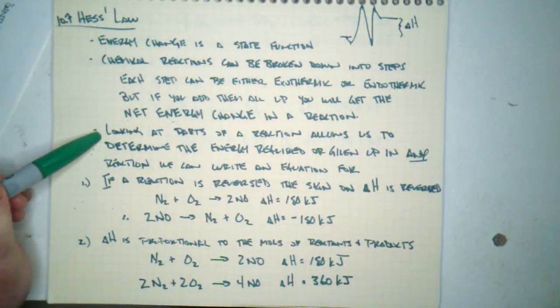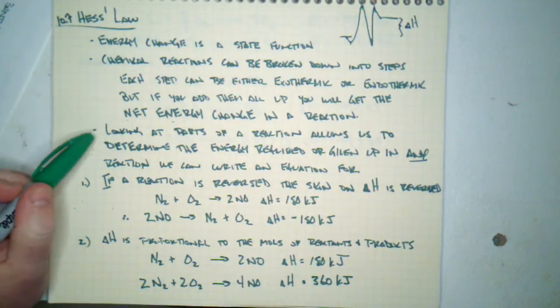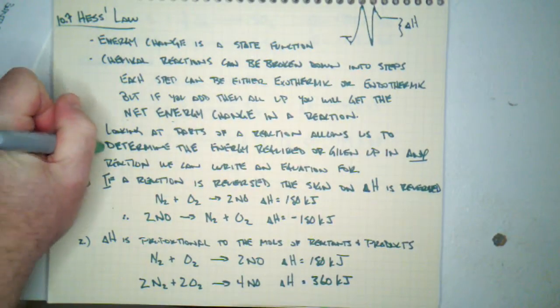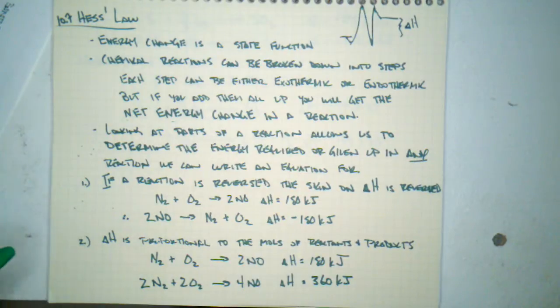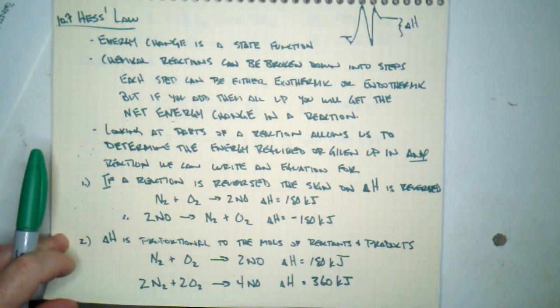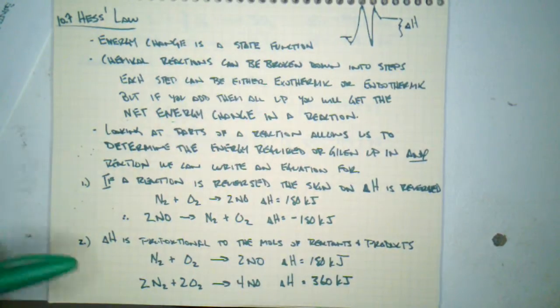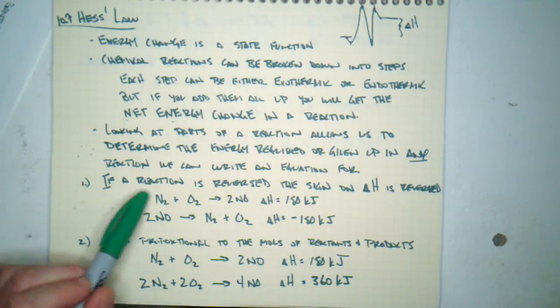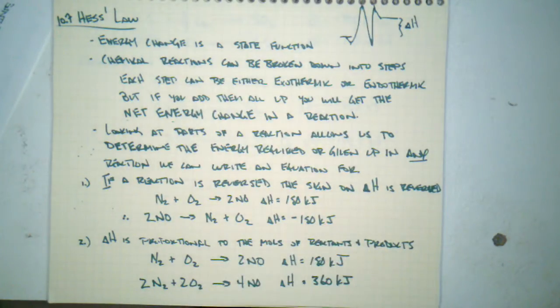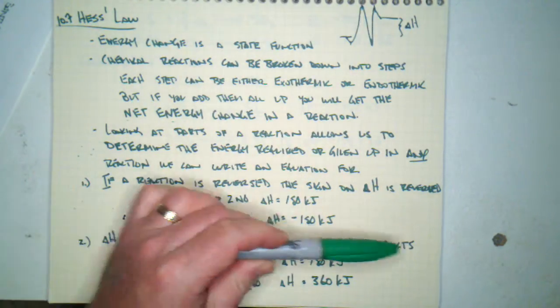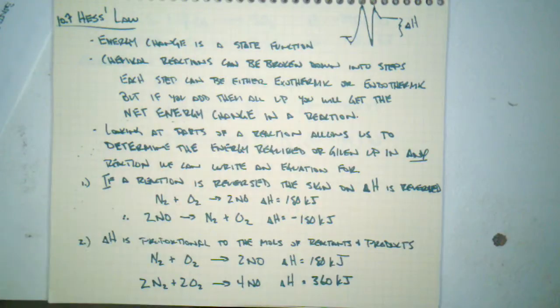Now, we can look at the parts of a reaction, and that allows us to determine the energy required or given up in any reaction that we can write an equation for. So if we look at the half reactions, we can write the net energy change for the big reaction. But there are two things you've got to remember. If a reaction is reversed, the sign on the delta H gets reversed. So it's going to be negative going one way, positive going the other.